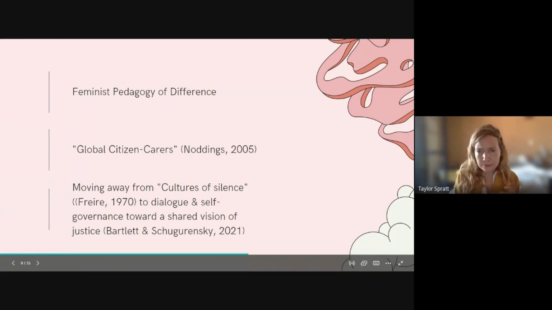So just thinking about passive listening and non-engagement with the issues that we experience and the issues that we see in our community, and move towards a classroom that centers dialogue and self-governance towards a shared vision of justice. This idea of a shared vision of justice where all are transformed in the process of collaborating towards finding solutions towards these complex problems, this idea, I think, really speaks to the praxis of what it means to take in multiple perspectives and move towards somewhere that we could not go alone. Next slide, please.